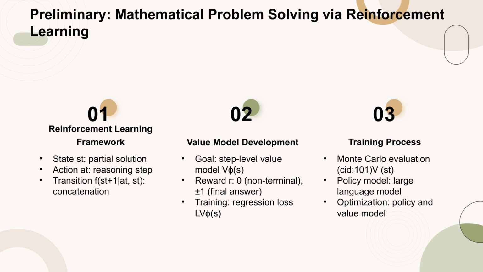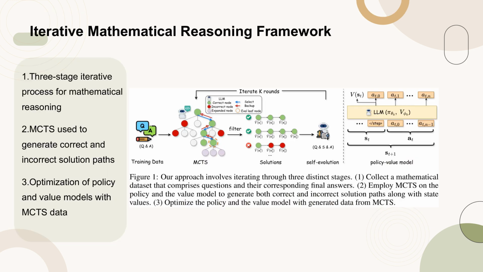The value model is trained using a regression loss, L_V(s), based on Monte Carlo evaluation. The policy model, represented by a large language model, is optimized alongside the value model to guide the selection of more reasonable reasoning steps. Figure 1 illustrates our approach to mathematical reasoning through an iterative process divided into 3 distinct stages. The first stage involves collecting a mathematical dataset that includes questions paired with their final answers.